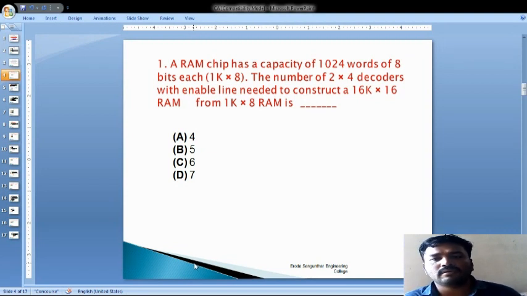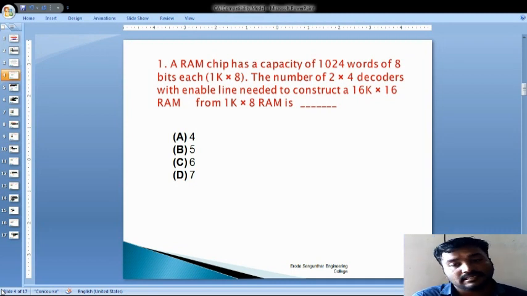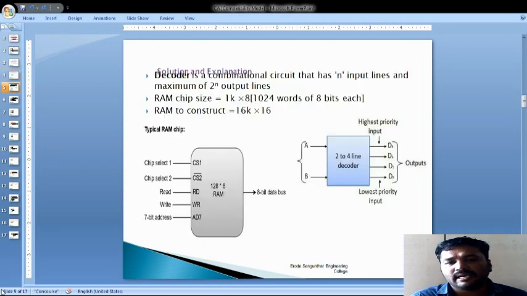The number of 2 by 4 decoders needed to construct a 16 by 16 RAM from 1 by 8 RAM is... So we have to construct a 2 by 4 decoder. So how many 2 by 4 decoders are needed for constructing this particular 16 into 16 RAM? That is what they have asked. I will read out the concept.